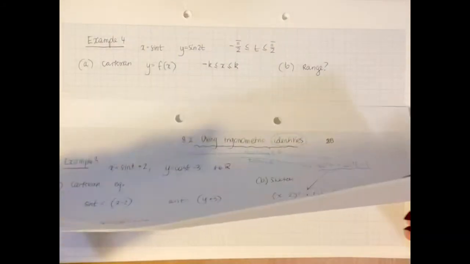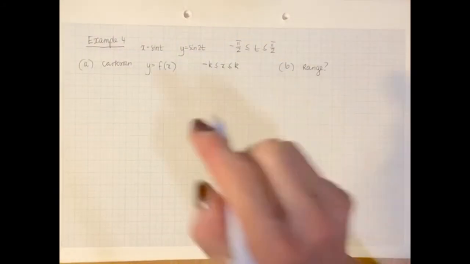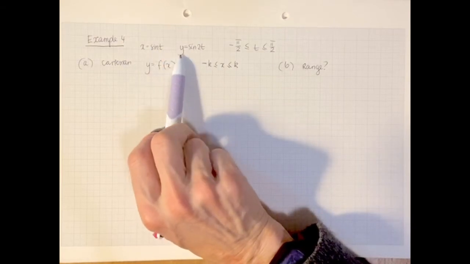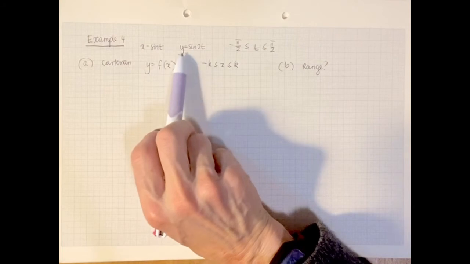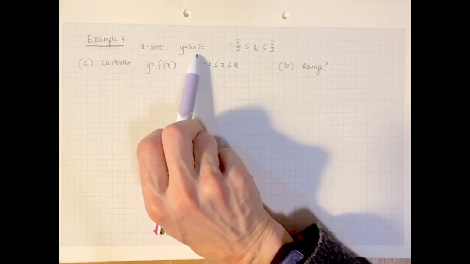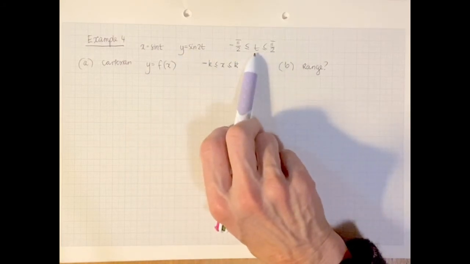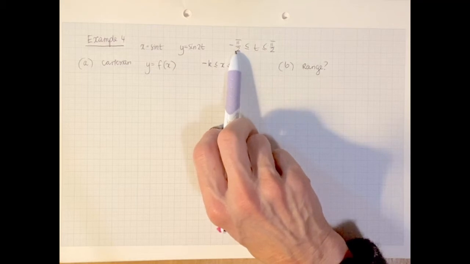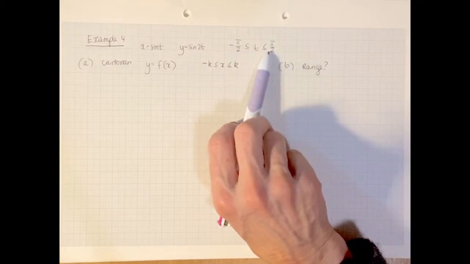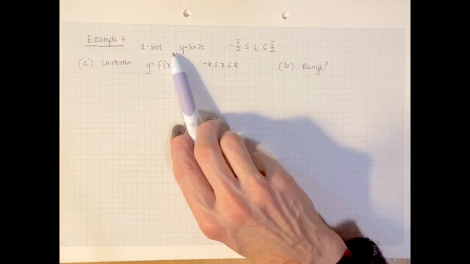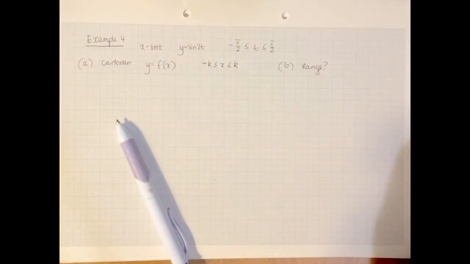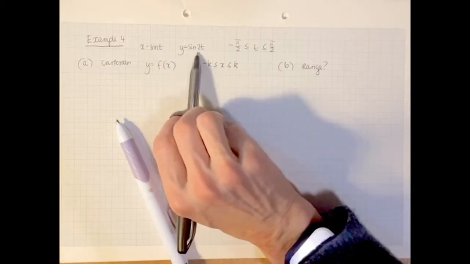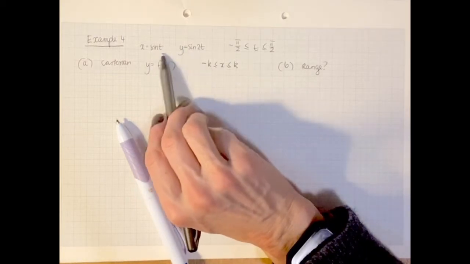So let's look at example 4. Here we've got, again, two trigonometric functions, describing x is sine t, describing y is sine 2t. t is restricted this time from minus half of pi up to half of pi. So again, let's think, how is sine t and sine 2t connected? Is there an identity that you can think of that connects these two?